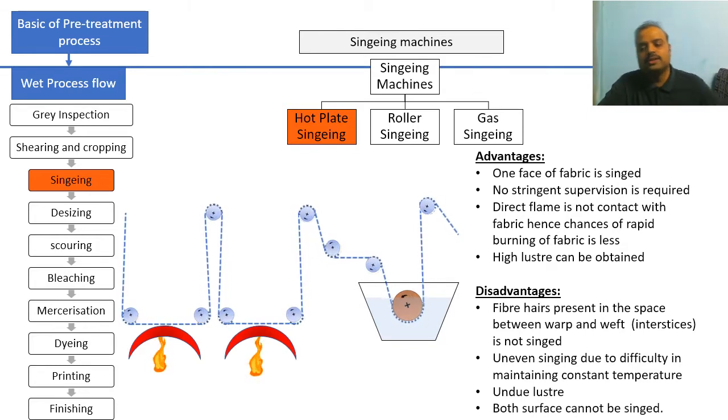Next, both surfaces cannot be singed at a time simultaneously. Over here you can see there are two plates placed side by side, but these two plates singe only one surface of the fabric. The other surface of the fabric is not singed at all. So this is another limitation or disadvantage of this singeing machine.